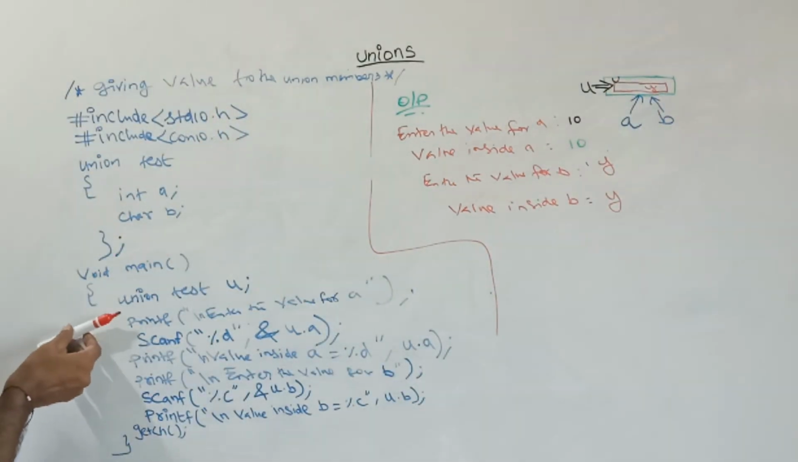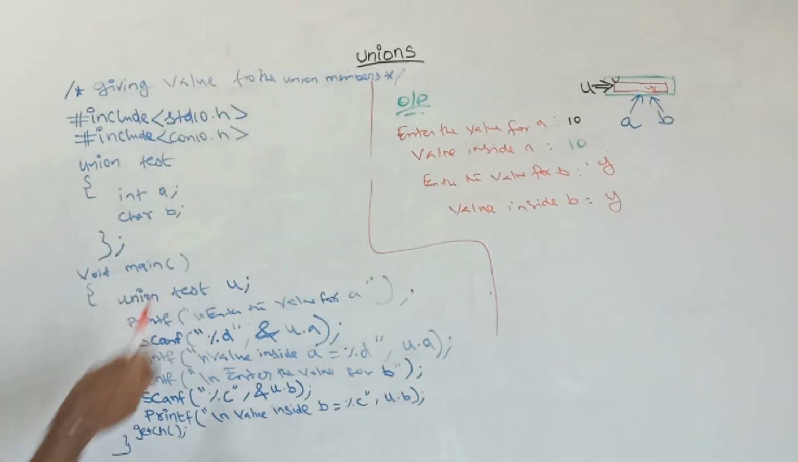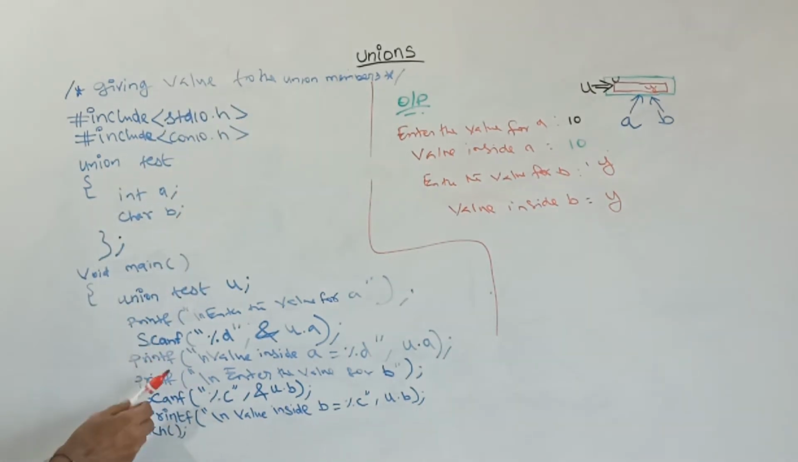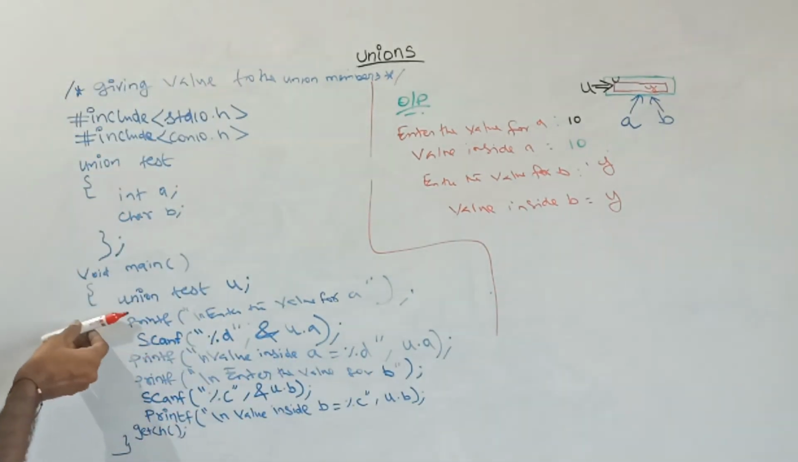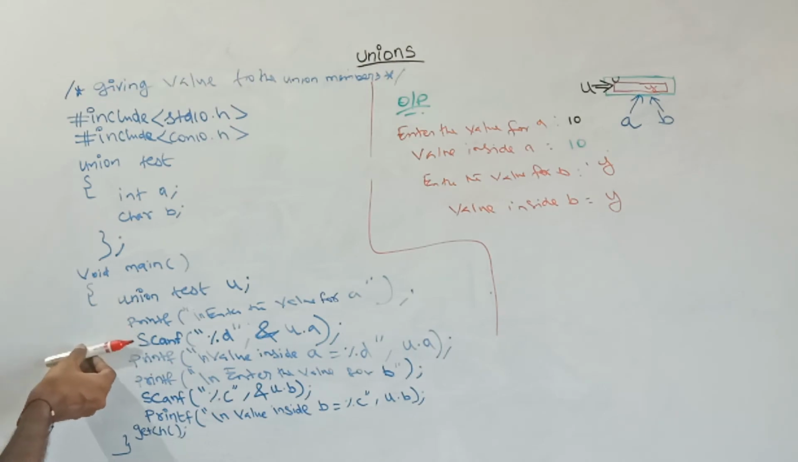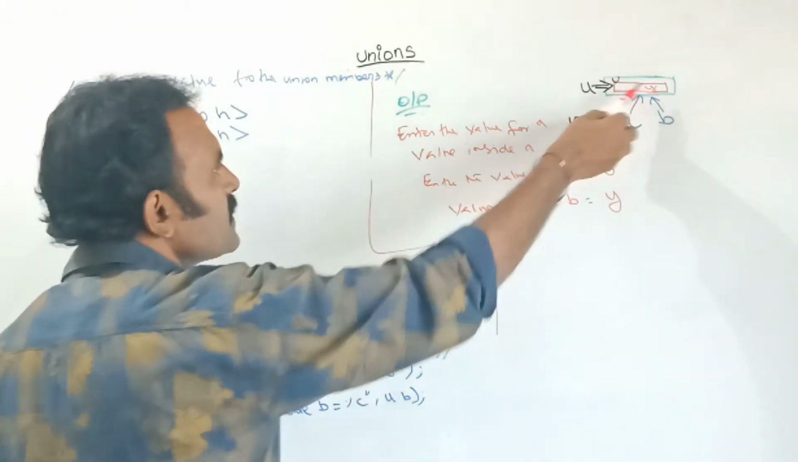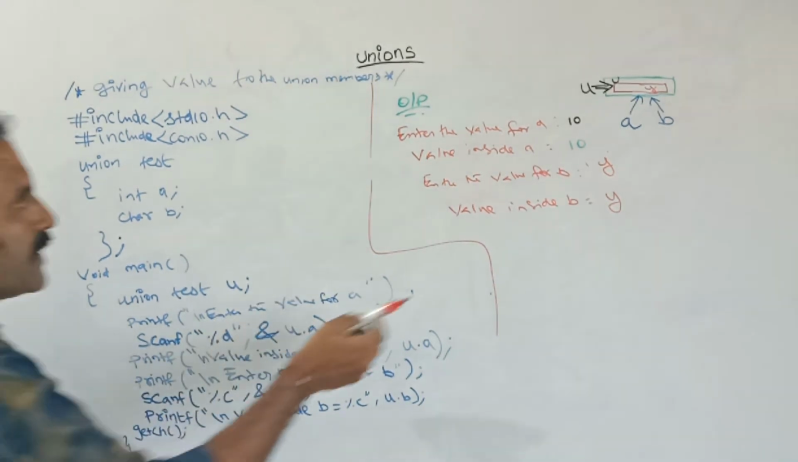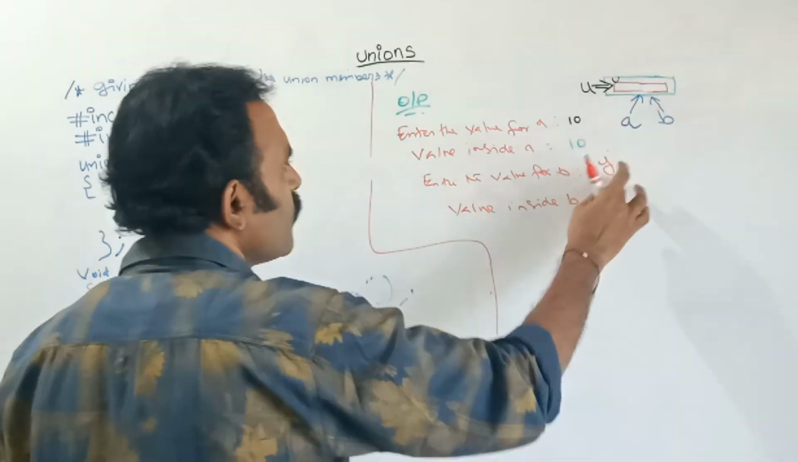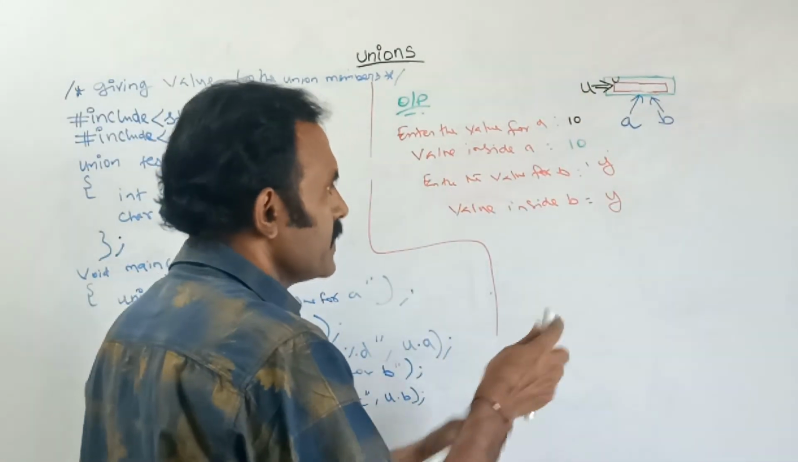So each and every time we should give the value to the union members one at a time, only a single value. When we are giving the value for A, it will be stored in this memory. Next, I am telling it to print the value inside A. After that, again with the help of the scanf function I am giving the input to B, and as it is using the same memory space, Y will be stored. So finally the value inside this memory is Y.